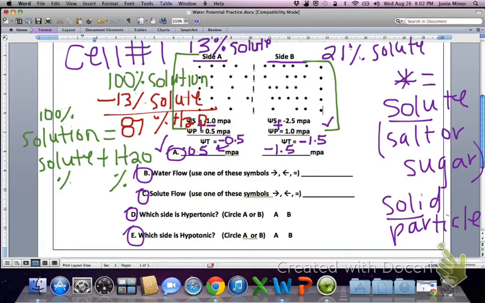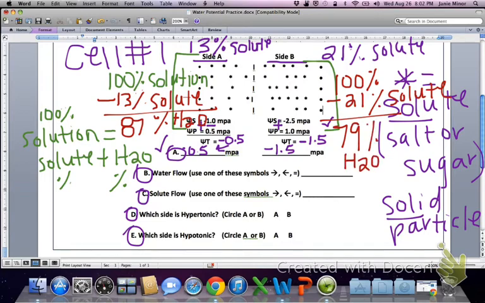And then, over on side B, you're going to do the exact same thing. You're going to take 100%, because this is a 100% solution on side B as well. Then you're going to subtract 21% from that. That's your solute. And then what's 100 minus 21? That's probably going to be, if you figure correctly, 79% H2O.